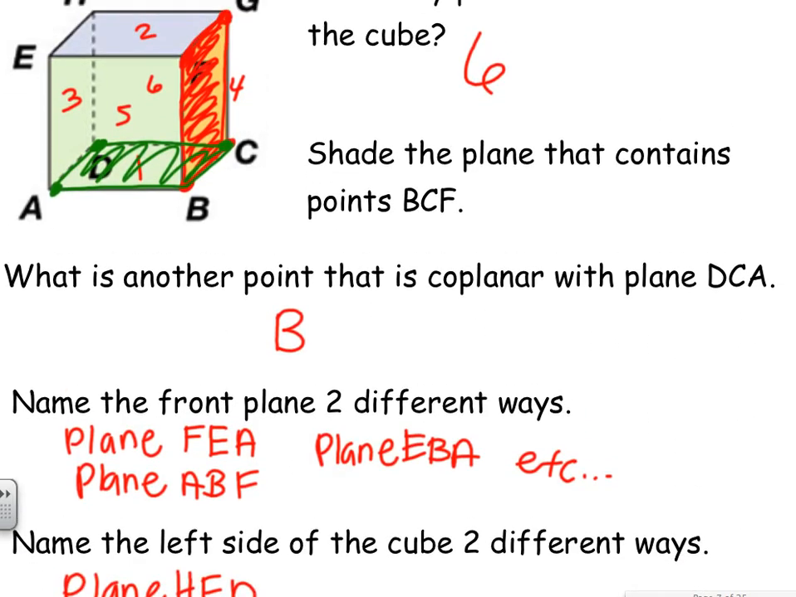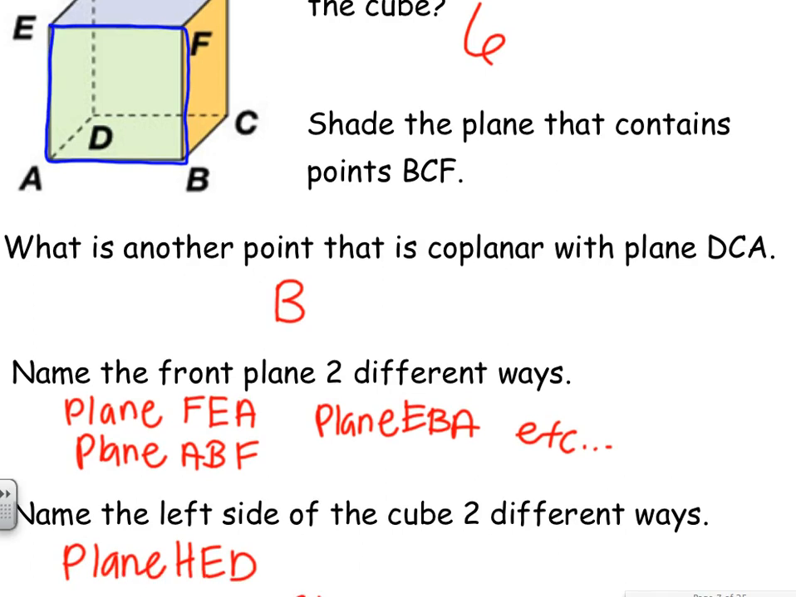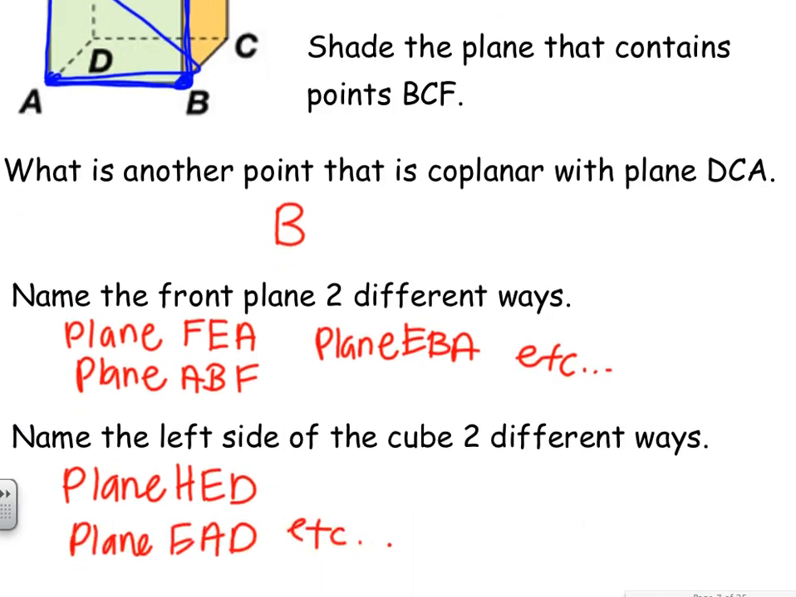Name the front plane 2 different ways. So let me go ahead and erase this to help us out. Tons of ways to name the front plane. You have E, F, B, and A to pick from in any order you want, and you only have to pick 3. So you could have said F, E, A and gone in order. You could have said A, B, and F and gone in order. You can also jump around, so you could say E and then jump to B and then jump to A. So you could almost do a little triangle. But as long as you pick 3 of the 4 points, you should be good.